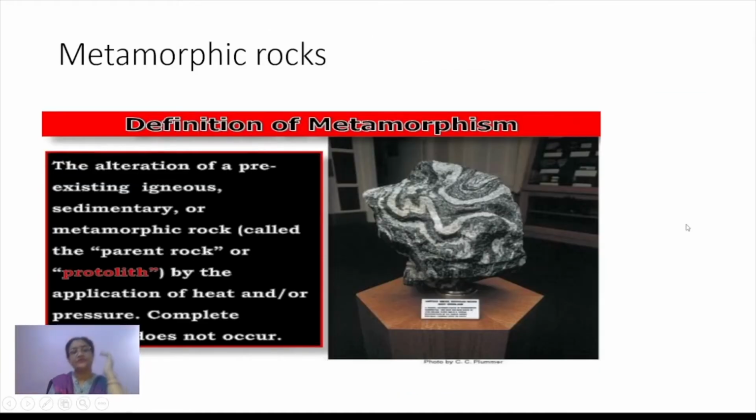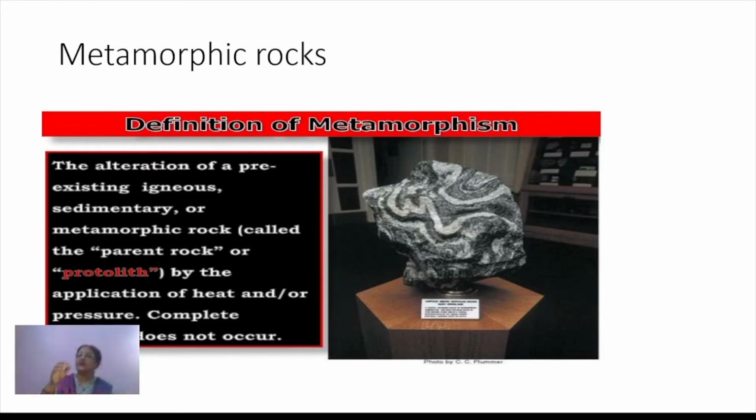Now the next rock which we have to discuss here is the metamorphic rock, which is the third type of rock which we find on the earth. The term metamorphic has come from a process called metamorphism. Now what is metamorphism? It is the alteration of a pre-existing igneous, sedimentary or metamorphic rock itself. Any rock may exist beforehand, and from the earlier existing rock, alteration takes place.